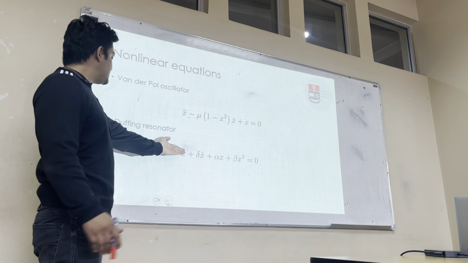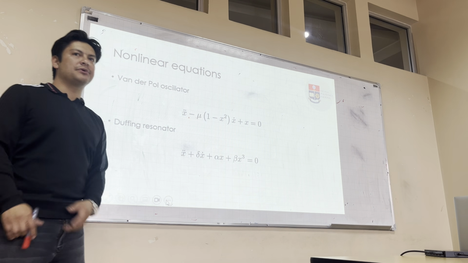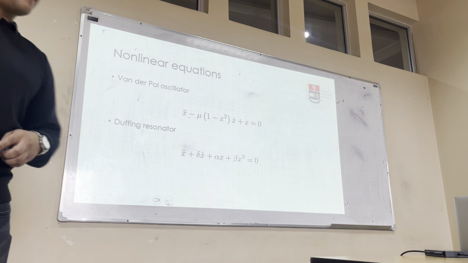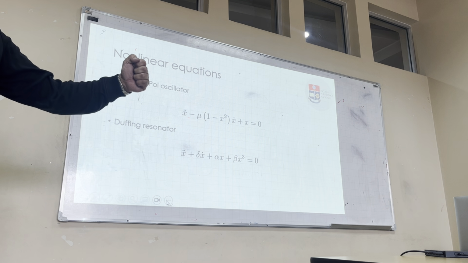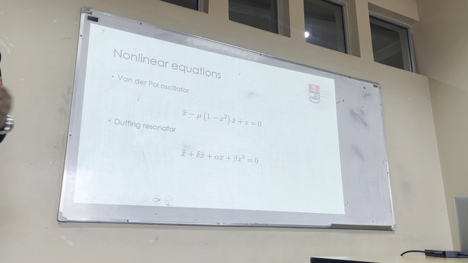Now, this is a Duffing resonator. This is a better approximation of a real spring. Because a real spring, once you stretch it close to the limit, you change the value of k. It becomes very, very large.